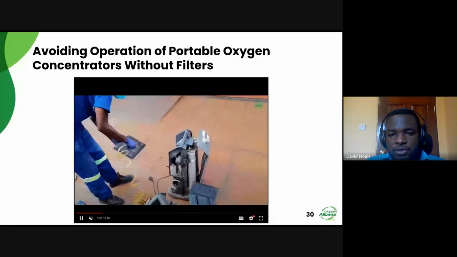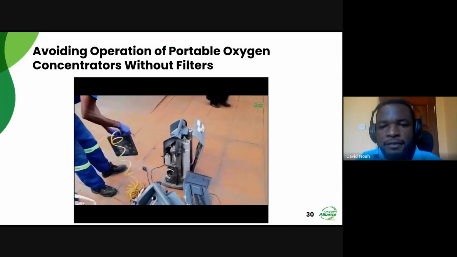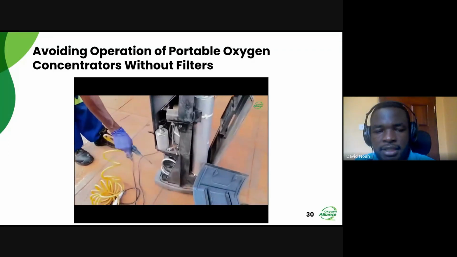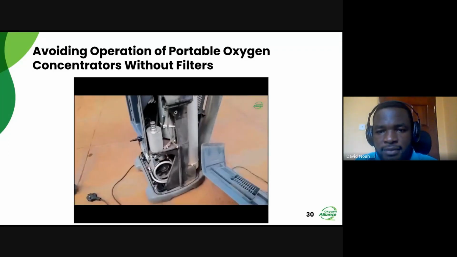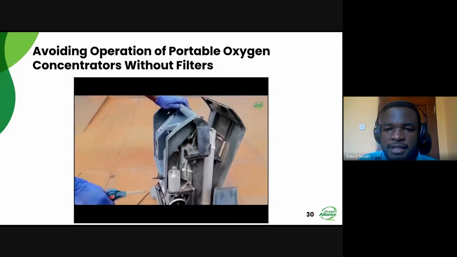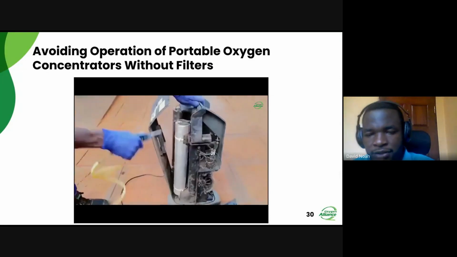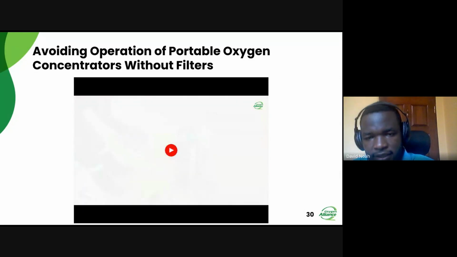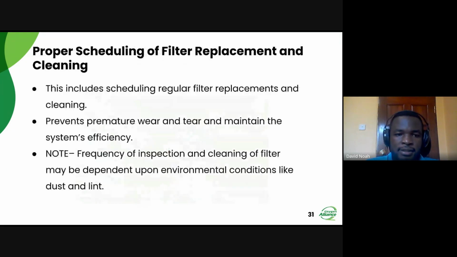This is also another effect of using concentrators without filters. You can see a lot of dust particles accumulated in the concentrator because the concentrator was operating without gross particle filters and other types of filters.